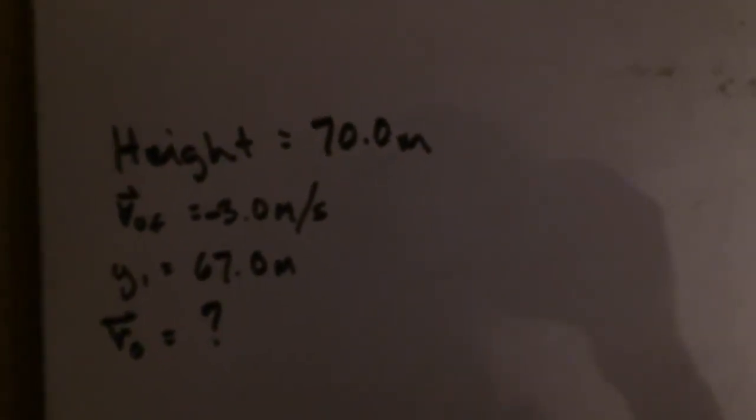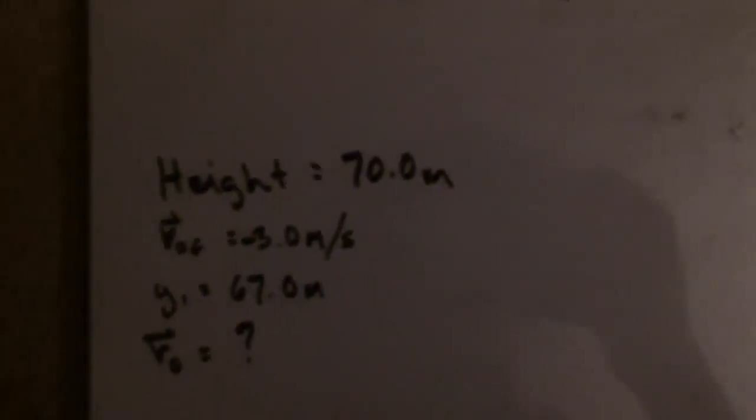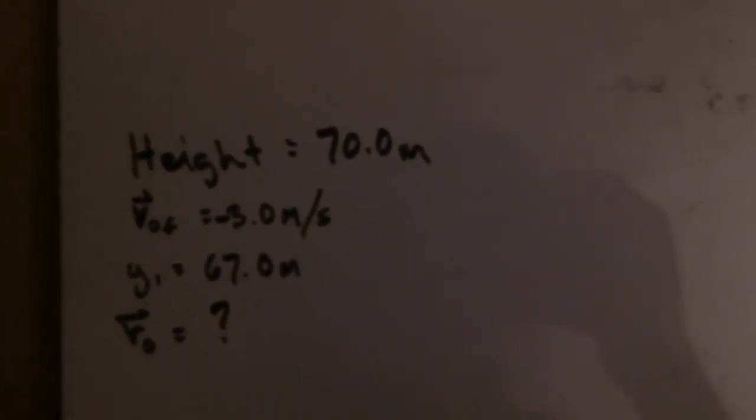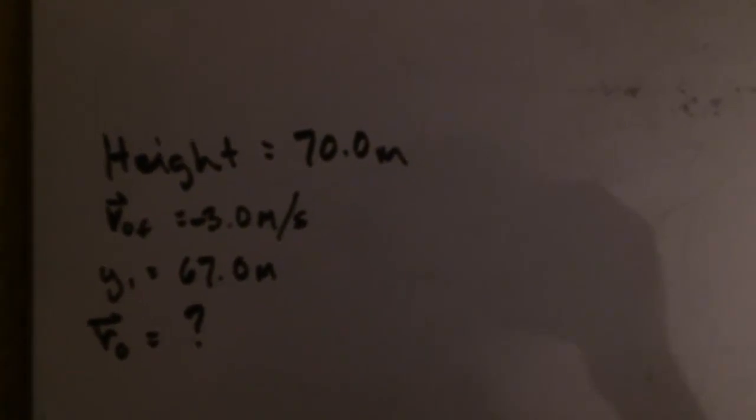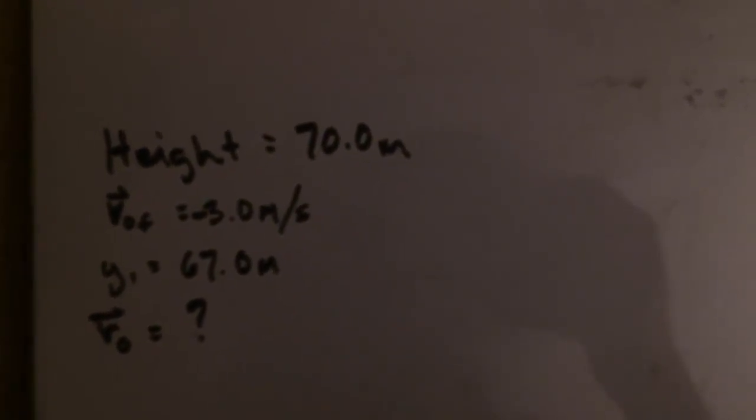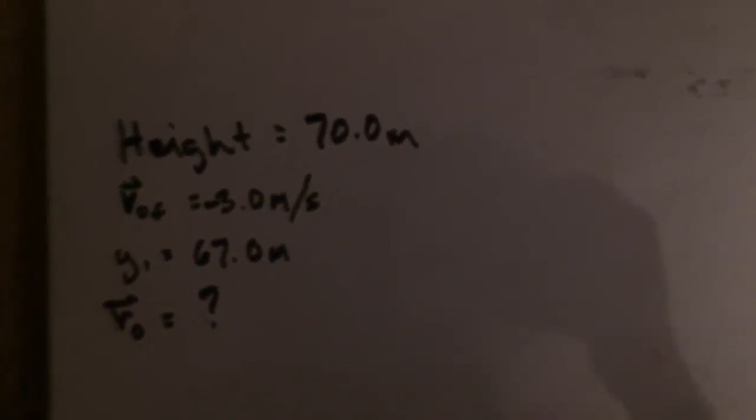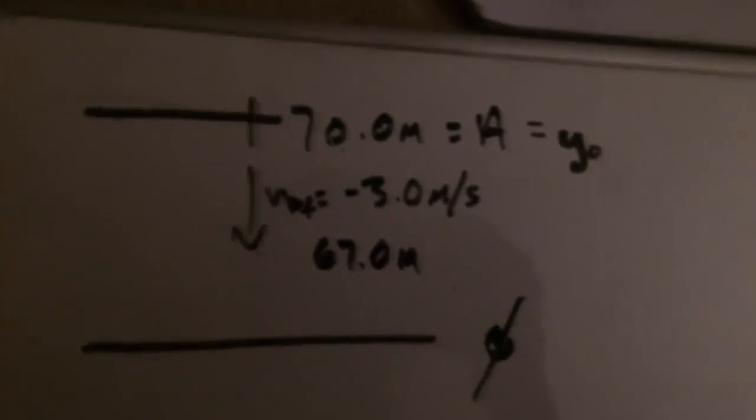Your friend throws an object downwards with an initial velocity. You wait for the object to travel 3 meters before throwing your object down. What initial velocity must you give your object in order for it to hit the ground at the same time as your friend's? So what we're going to do is set up our diagram.